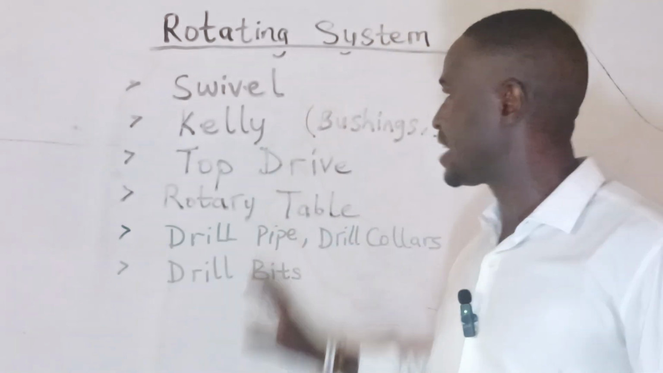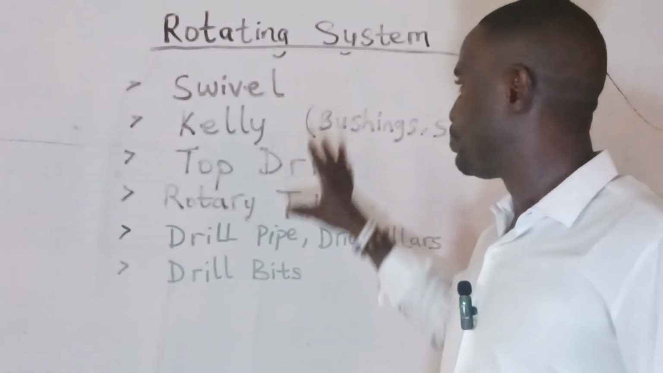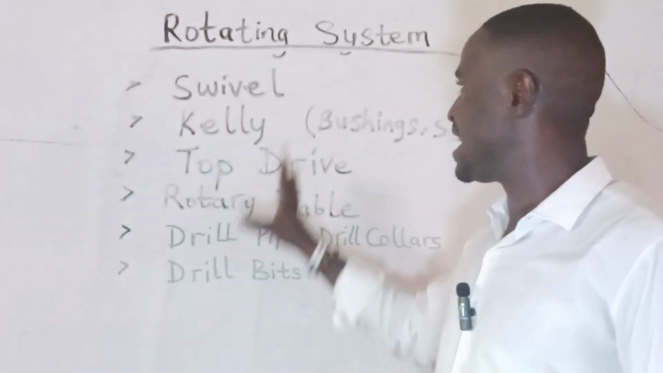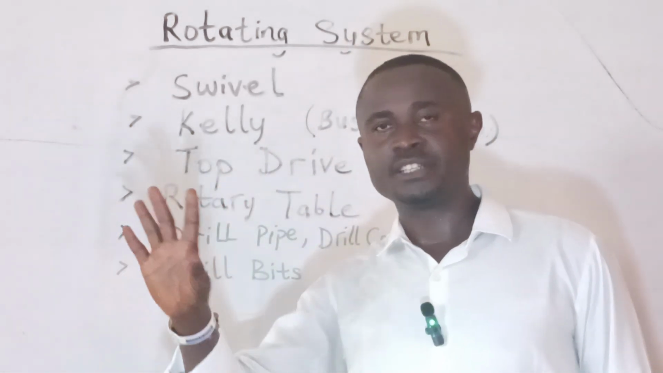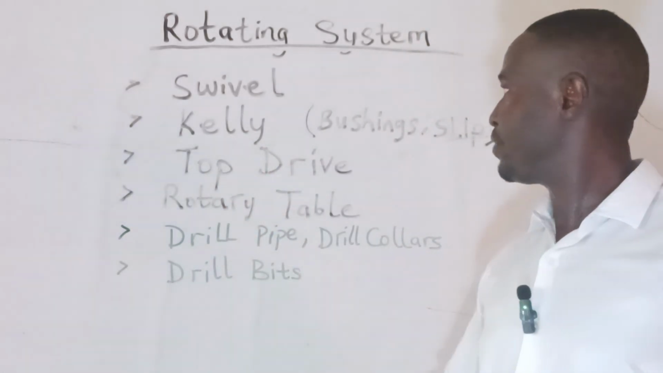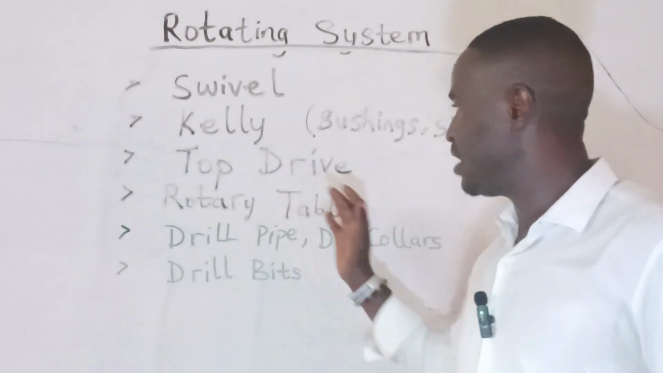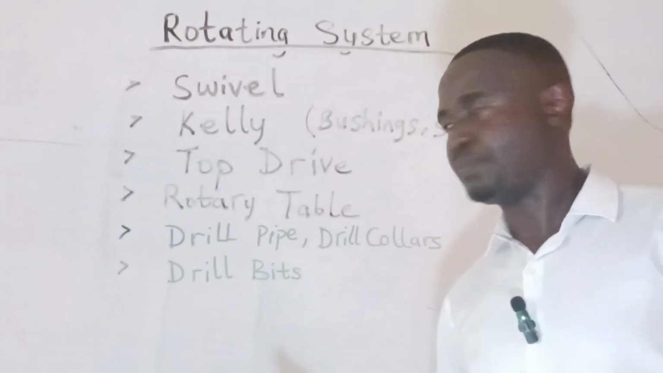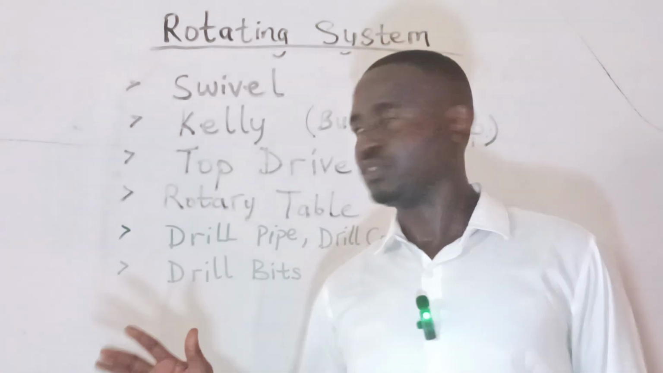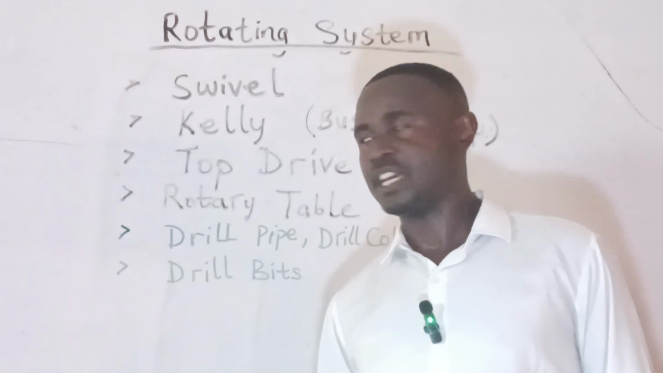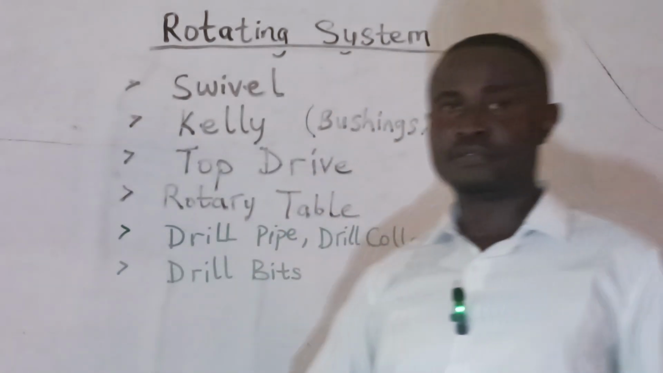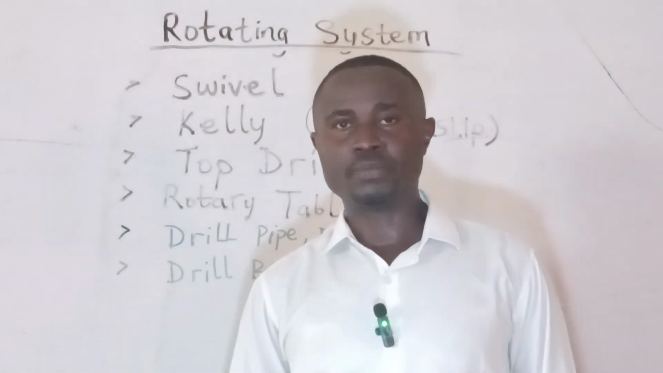So these are critical pieces of equipment, and they are all classified within the rotating system in a typical rotary drilling rig. From the swivel down to the Kelly, down to your rotary table, and then your drill pipes and your drill collars down to your drill bits, we call this your typical drill string. And this is very critical in your typical drilling operation.